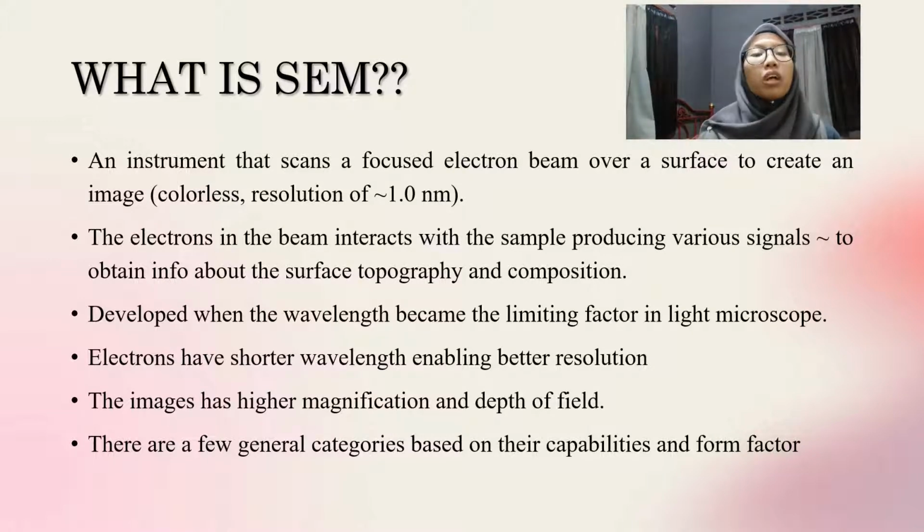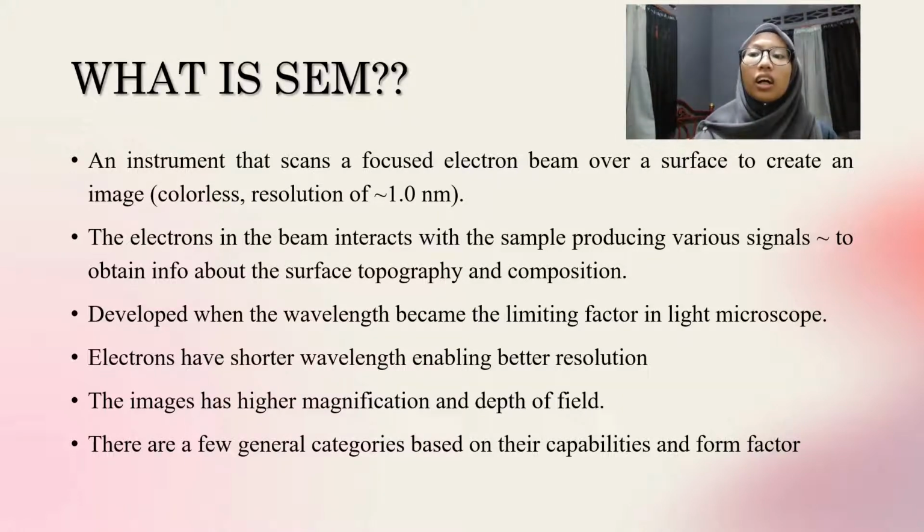Scanning electron microscope was developed when the wavelength became the limiting factor in light microscope. This is because electrons have shorter wavelength, which enables better resolution of the image. The images will have higher magnification and depth of field. What depth of field means is we can see the details of the microorganism, for example, maybe there's fur on the side, or maybe little holes.